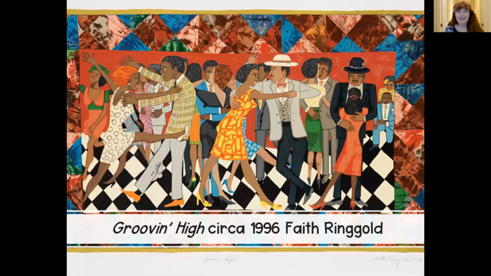All right, so she did this beautiful quilt called Groovin' High, circa 1990, circa meaning it was made around 1990, by Miss Faith Ringgold. This is Groovin' High. So take a minute in the chat box to go ahead and write some thoughts. What story do you see in this visual image? What do you see in this artwork?